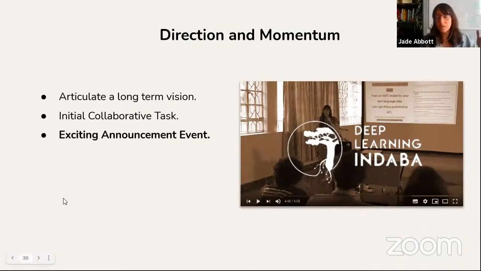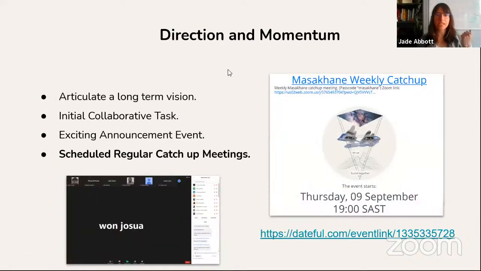Next, some exciting announcement event. For us, this was the Deep Learning Indaba, where we already had a large network of African machine learning people, even though there weren't that many people in the NLP space at that time. So we situated that there, and this is really key for getting the message out, but also spurring that initial momentum. And then having regular scheduled catch-up meetings maintains this momentum.